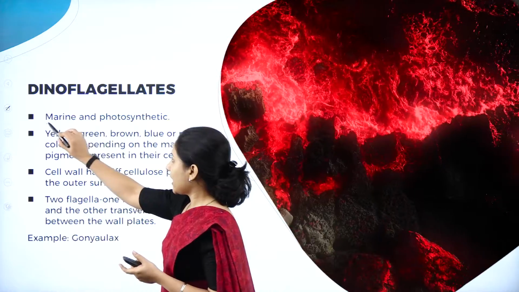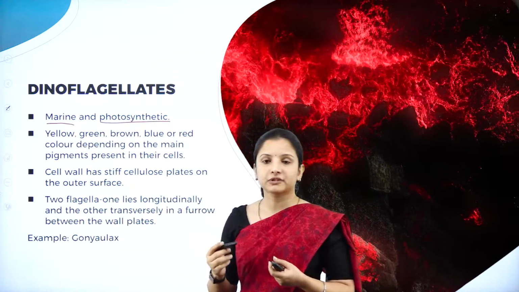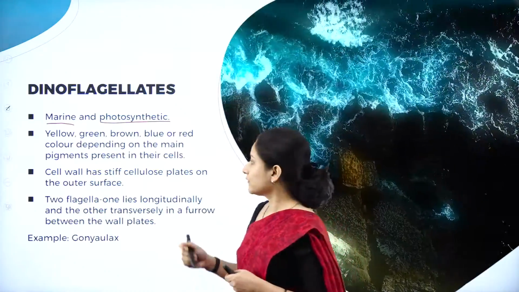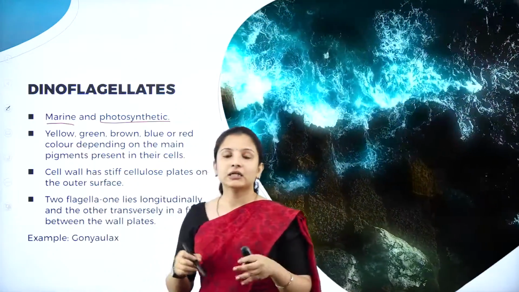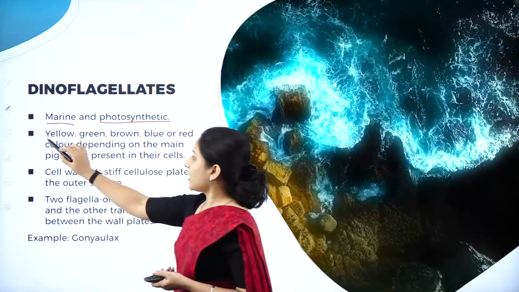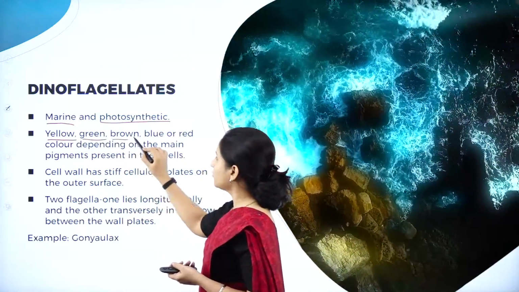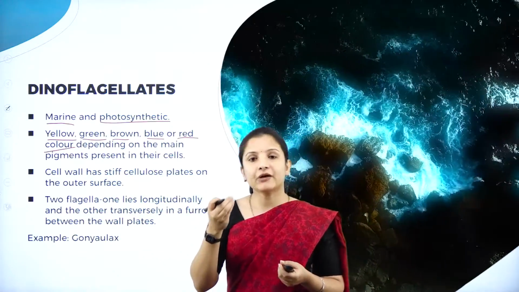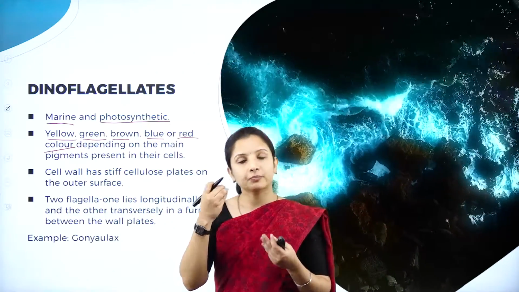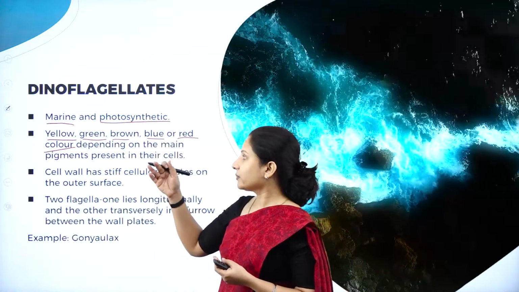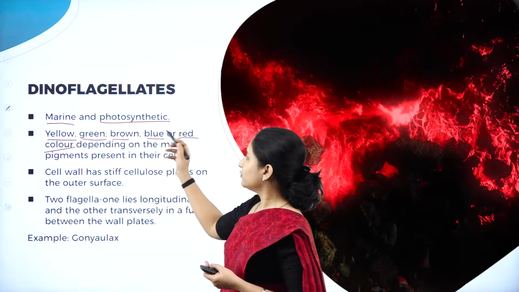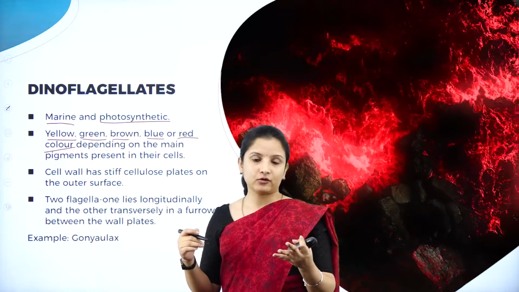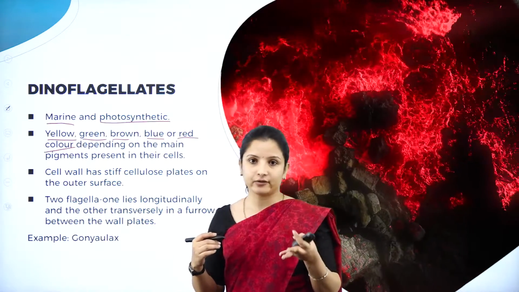They are marine in habitat and they are autotrophs, that is, they are photosynthetic. They can synthesize their own food. They can occur in a variety of colors, such as yellow, green, brown, blue, or red. These dinoflagellates have pigments in them, so the pigment can be yellow, green, brown, blue or red. Depending on what pigment is present in the dinoflagellates, there are different types of dinoflagellates.